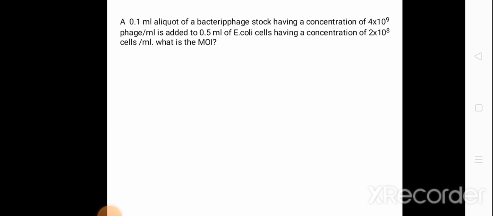Now we will solve some mathematical problems on this MOI. The first mathematical problem is like this. A 0.1 ml aliquot of bacteriophage stock having a concentration of 4 into 10 to the power 9 phage per ml is added to 0.5 ml of E. coli cells having a concentration of 2 into 10 to the power 8 cells per ml. Then what is the MOI?